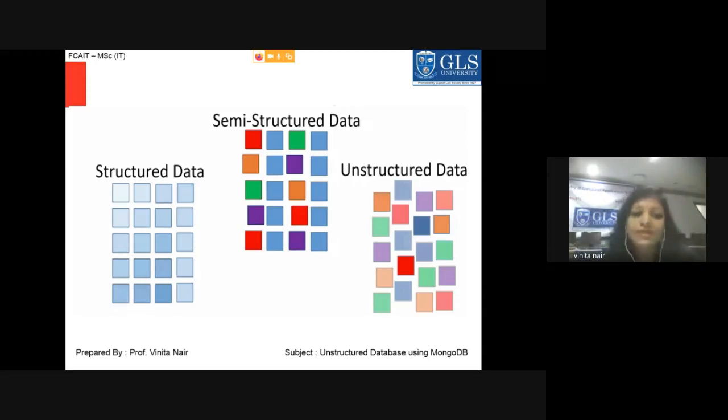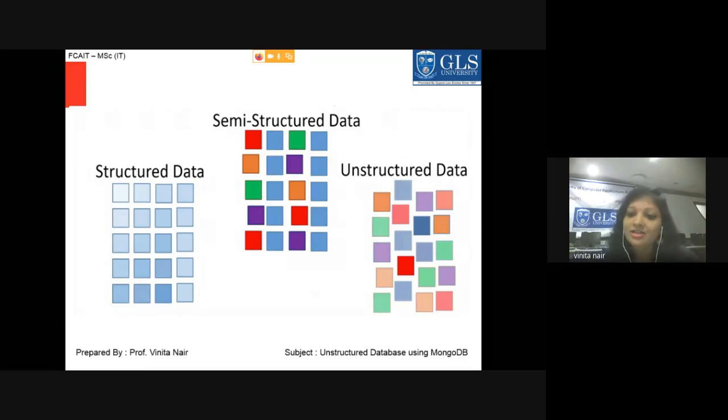Now from the image you can see the structured data, all the small tiles are of same color and same shape. All the small boxes are of blue color. You will not see variation, or the variation will be very minute. Fine. In the semi-structured data, I will come to unstructured data.